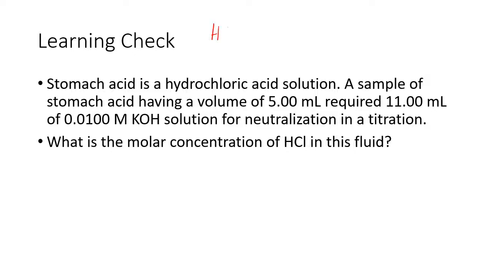We have a solution of stomach acid, which is an HCl solution, plus we're titrating it with potassium hydroxide in our burette. So the HCl is our analyte and the KOH is our titrant. Our products of an acid-base neutralization are going to be water plus a salt. The salt will be KCl in this case. And we have aqueous hydrochloric acid and aqueous potassium hydroxide since they're solutions. We know our concentration of KOH because that was in our burette, 0.0100 molar, and the titration required 11 milliliters of KOH.